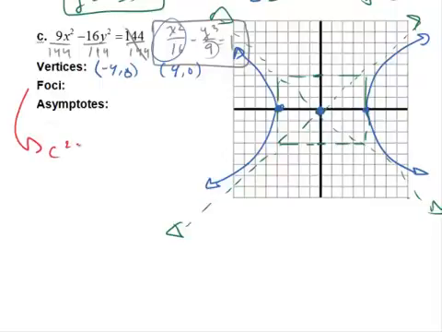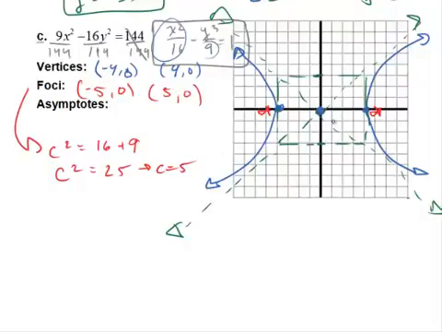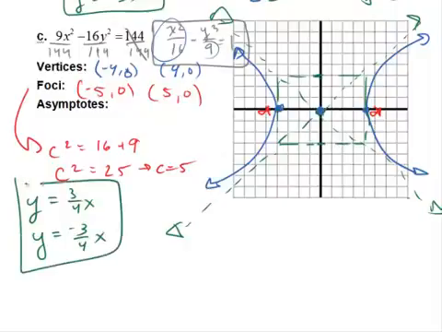Foci, c squared equals a squared plus b squared, so c squared equals 25, c equals 5. 1, 2, 3, 4, 5. So you went negative 5 out in the horizontal direction. And for your asymptotes, you're rising 3 going over 4. So y equals positive 3/4 x plus a y-intercept of 0. And you're falling 3 units over 4. So negative 3/4 x plus 0 for your asymptotes. We'll come back to other hyperbolas with centers other than the origin in our next lesson.